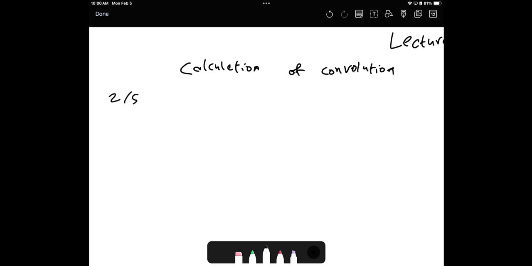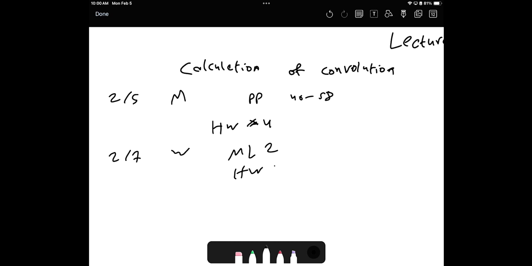Today is February 5th, Monday. The readings were from page 40 to 58, so it will be calculation of convolution, and it is the due date for homework number 4. On Wednesday, it's the deadline for MATLAB project 2 on homework number 5. So no submission on homework 5.